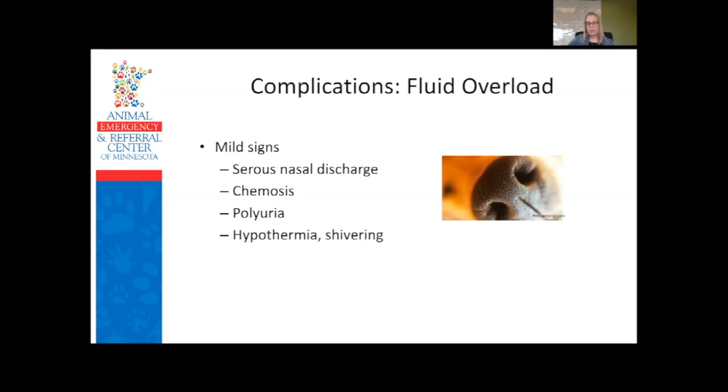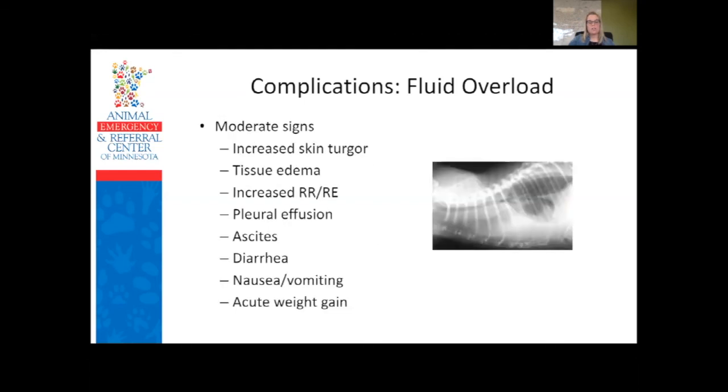Or hypothermia and shivering. So some mild symptoms may develop to begin, but as things progress, you may see more moderate signs develop. So that skin might start to be gelatinous. You might just start to see some tissue edema. You can see some tachypnea, development of third spacing, so pleural effusion development or ascites.